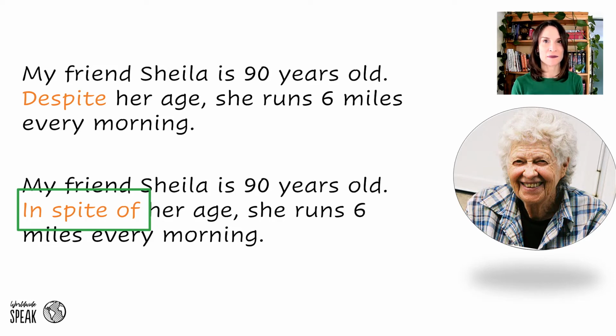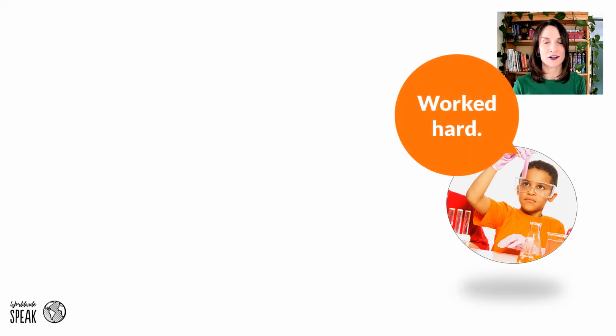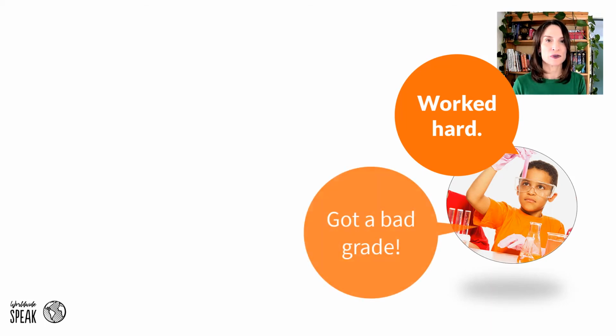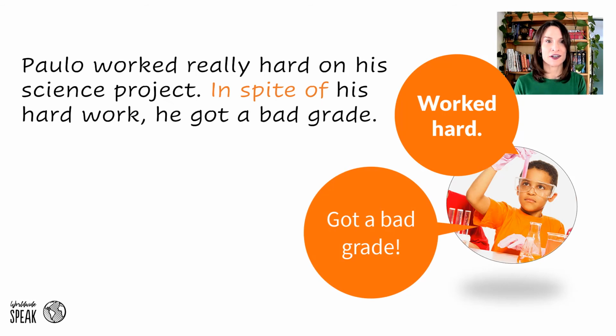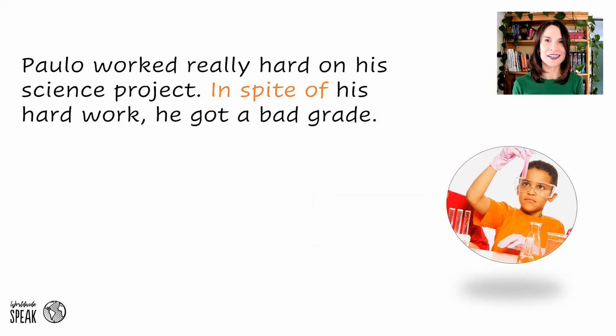Let's look at another example. So this is an example about Paulo. Paulo worked really hard on a science project. And if you work really hard on a school project, you expect to do well, to get a good grade. But that's not what happened. So Paulo worked really hard on his science project. In spite of his hard work, he got a bad grade. So this is an unexpected result from his hard work.